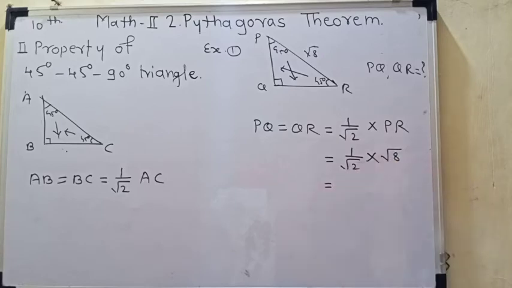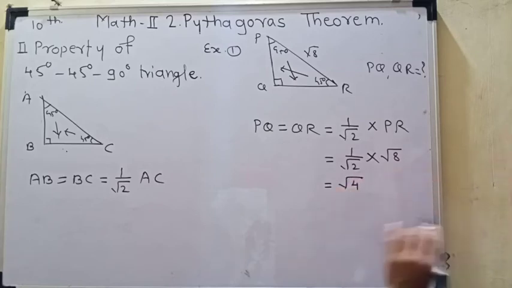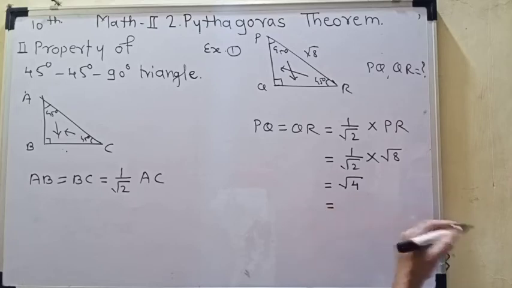These two numbers are in the root, therefore we divide directly. It is root 4, and the square root of 4 is 2. Therefore PQ is equal to QR is equal to 2.